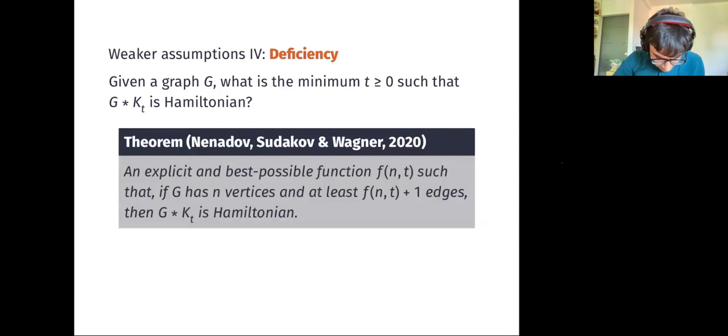This was studied fairly recently in a paper by Nenadov, Sudakov, and Wagner from last year, and they found an explicit and best possible function f(n,t), which I didn't want to write here because it's difficult to write. There are some case distinctions, but there's an explicit function. It says that if the graph has n vertices and the number of edges is at least this function plus 1, then when you add the clique on t vertices to this graph, you get a Hamiltonian graph. So this is a different direction to extend these kinds of theorems, and a very recent one.